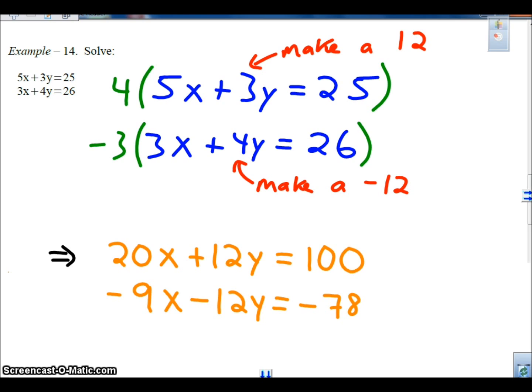To the bottom equation, we're going to multiply negative 3. So we're going to end up getting negative 9x minus 12y equals negative 78. Make sure you multiply the negative 3 to every term on the left and right hand side. Now we'll add these equations together.